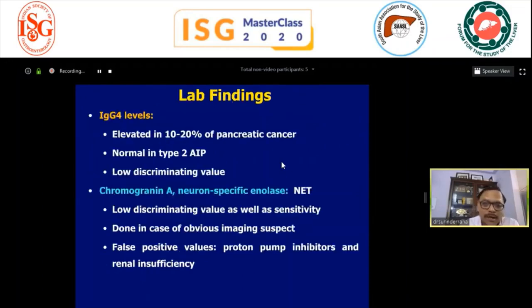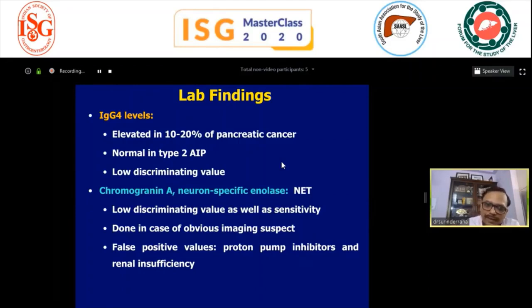The other two markers are, one is IgG4. Again, it has got a very low discriminating value because apart from being elevated in type 1 autoimmune pancreatitis, it is elevated in 10 to 20% of pancreatic cancer, and then a subset of AIP, that is type 2. In almost 80 to 90% of these patients, IgG4 levels will be normal.